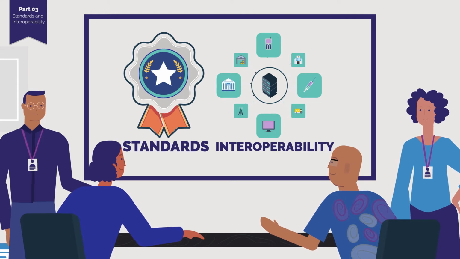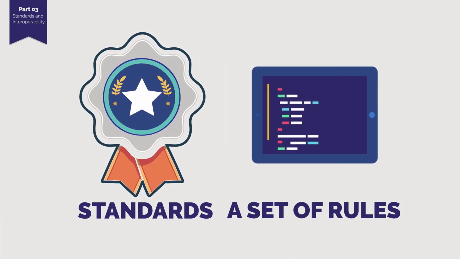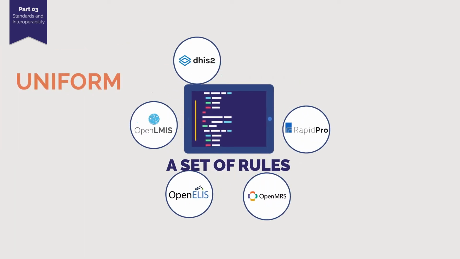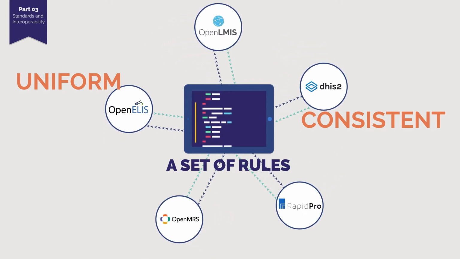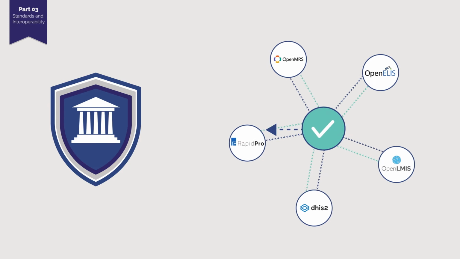What are standards? In software, standards are a set of rules that allow information to be shared in a uniform and consistent manner across any application. They are approved and published by an authoritative official organization.